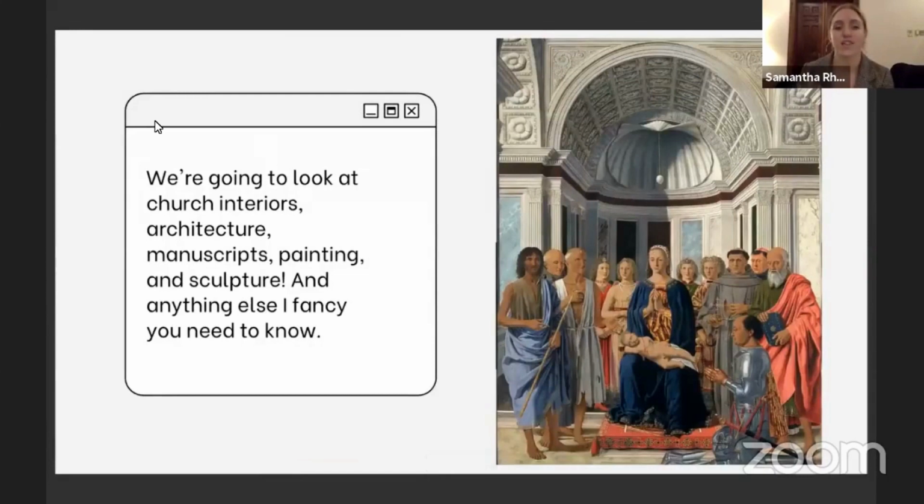And then we're going to look at church interiors, architecture, manuscripts, painting, and sculpture, and anything else fancy you need to know. So this is actually a pretty interesting painting as well. It shows us an interior scene of architectural structures. This would not really be considered the high altar, but maybe an altarpiece going in the place of probably more of an altar scene not found in the nave of the church of the high altar, but it would have been an altarpiece somewhere else. And it shows us really architectural significance too, that it would have been commissioned and painted to mimic the church interior.